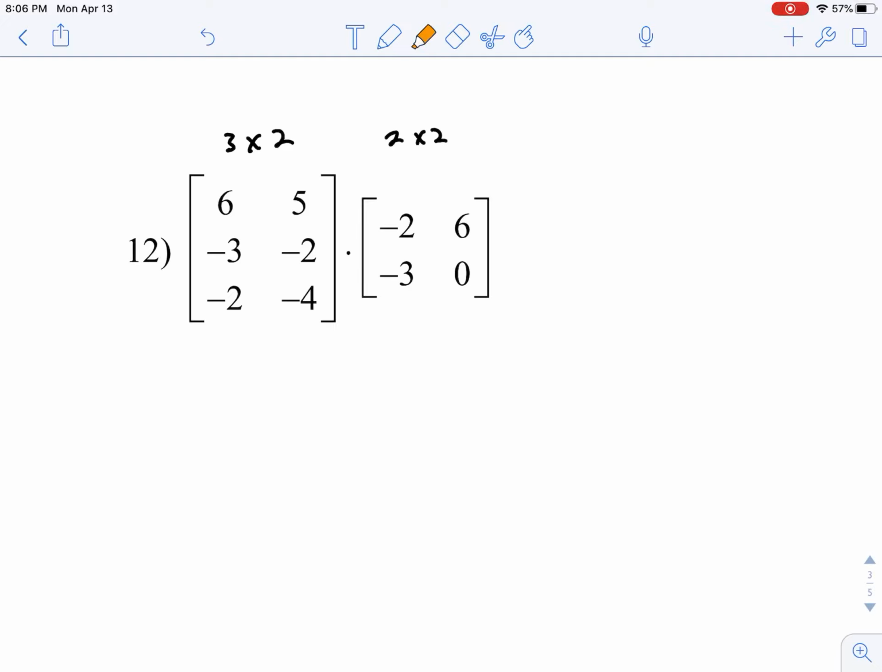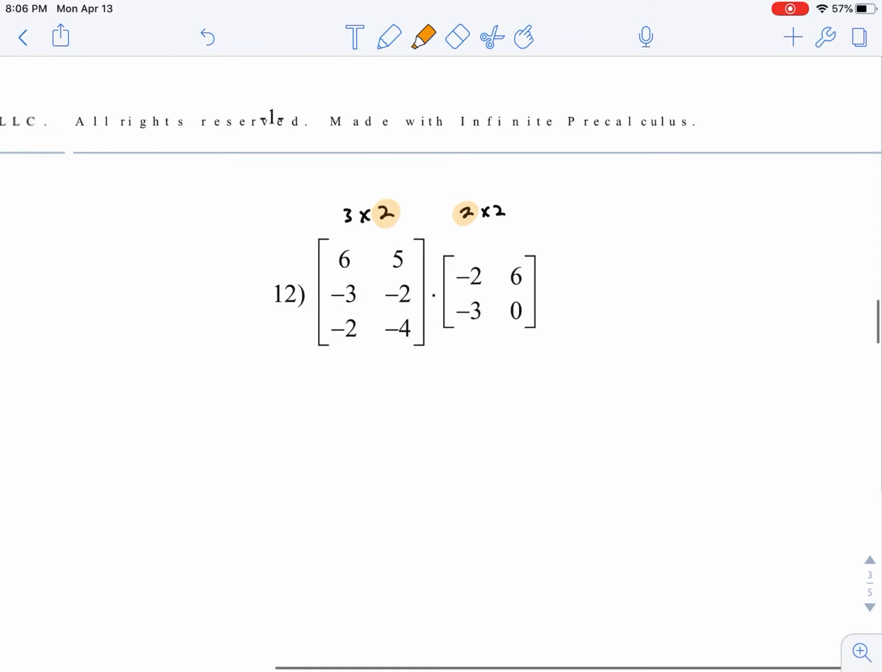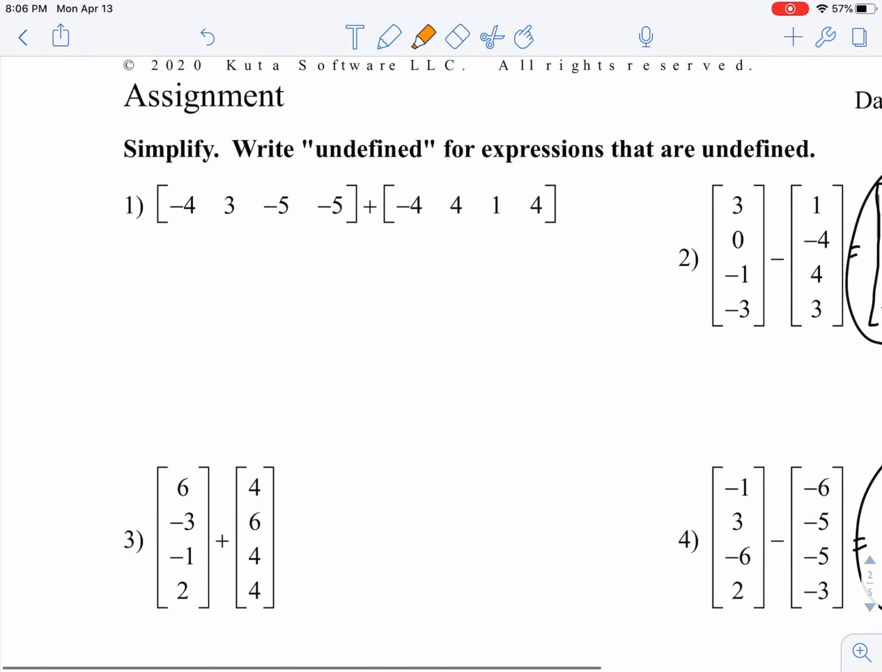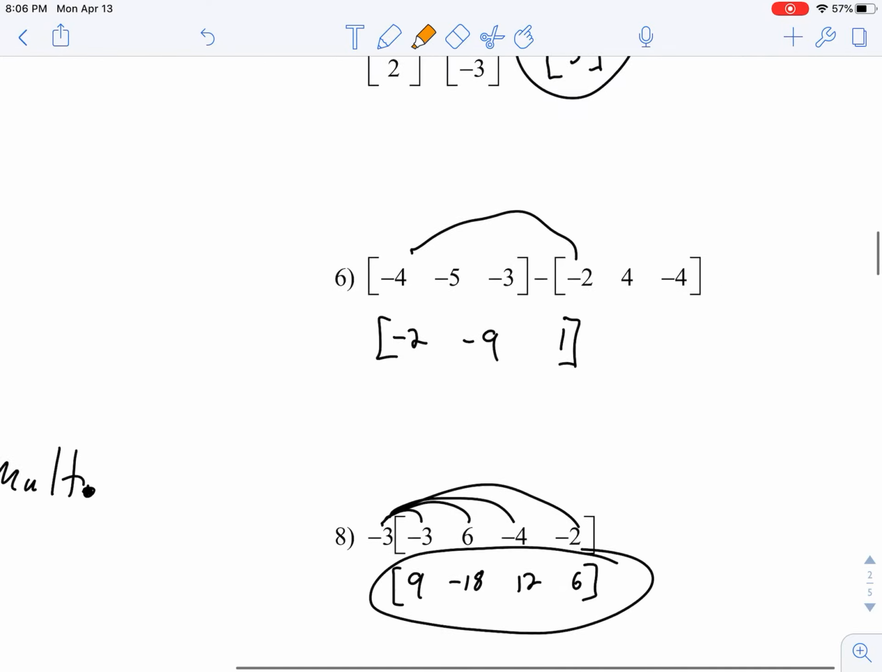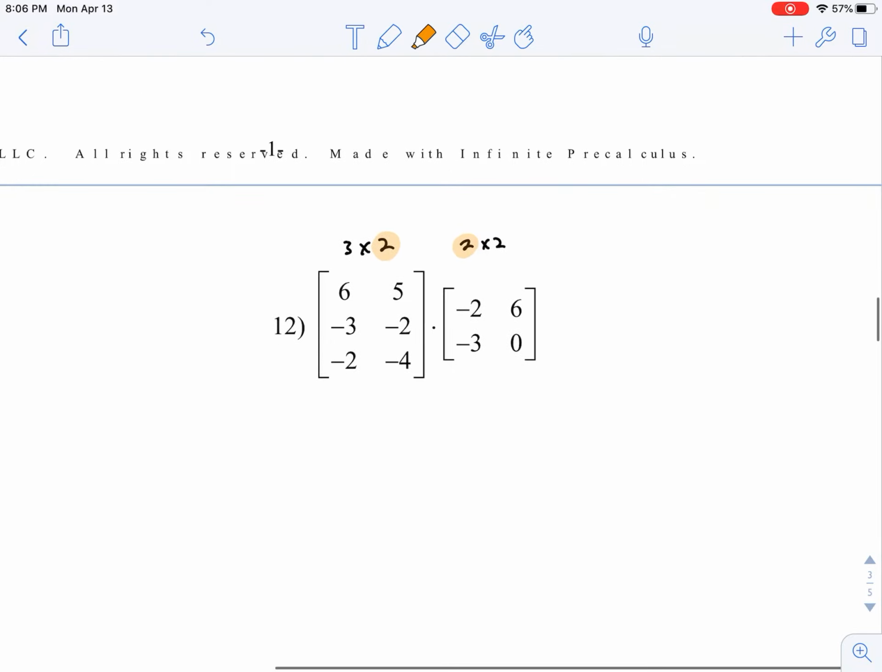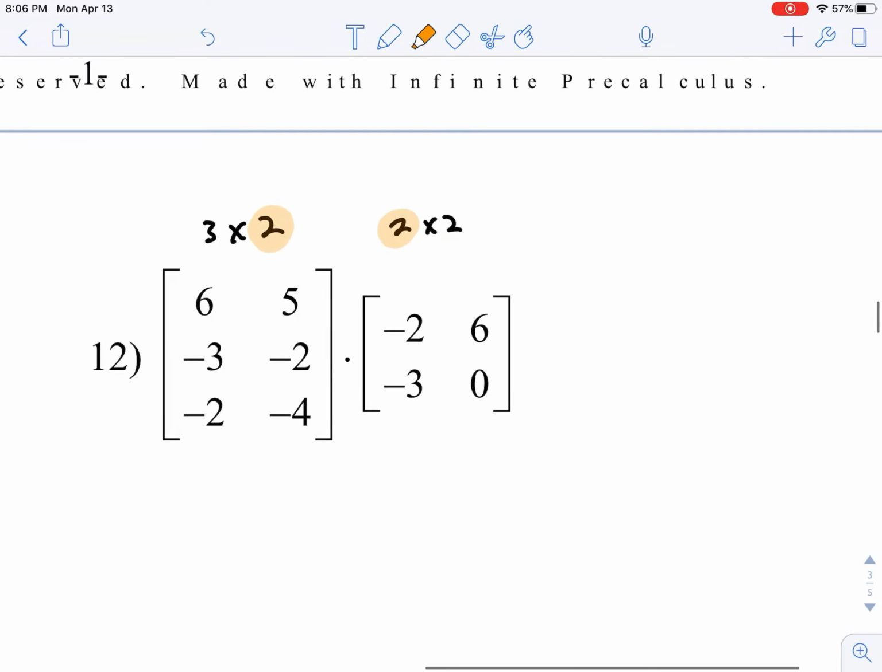You can only multiply matrices if these inner dimensions match each other. If those two are the same, you can do it. If they're not the same, you actually write undefined next to the problem, and that's all you do. So this is doable if those two numbers match.